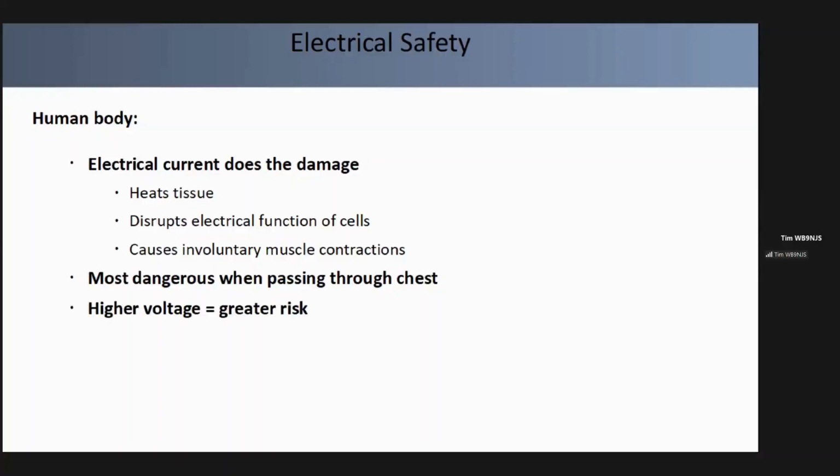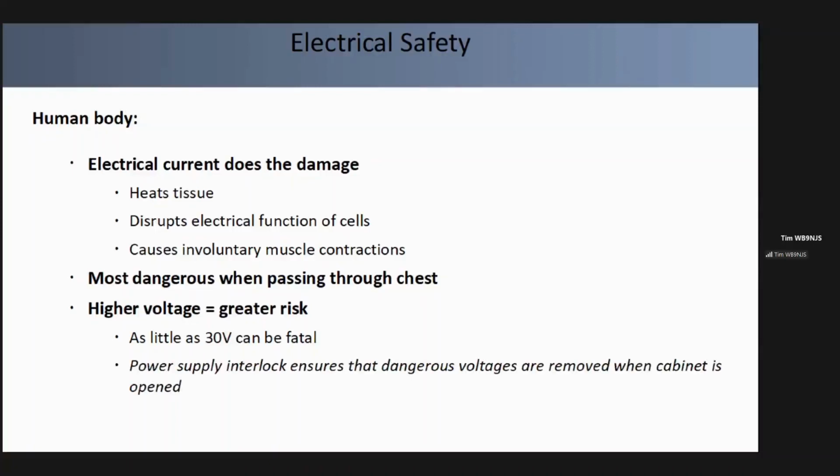So keep in mind, and this goes back to Ohm's law, higher voltages present a greater risk. The higher the voltage for a given resistance, your body, the greater the current. And if it's the current that does the damage, a higher voltage is going to present a higher risk. Really, as little as 30 volts can be fatal. That doesn't sound like much, and it's not. Again, that would probably be passing through the chest. But the higher voltages present a greater risk.